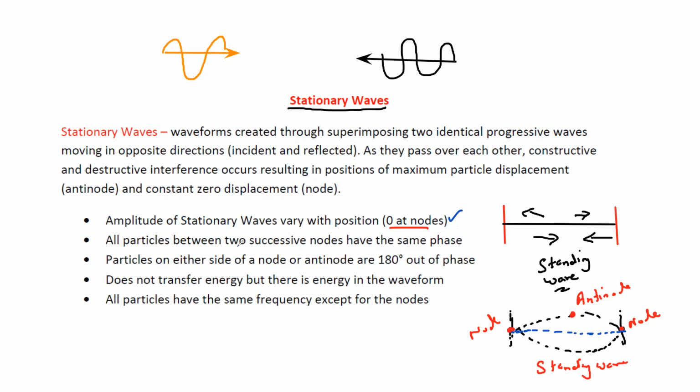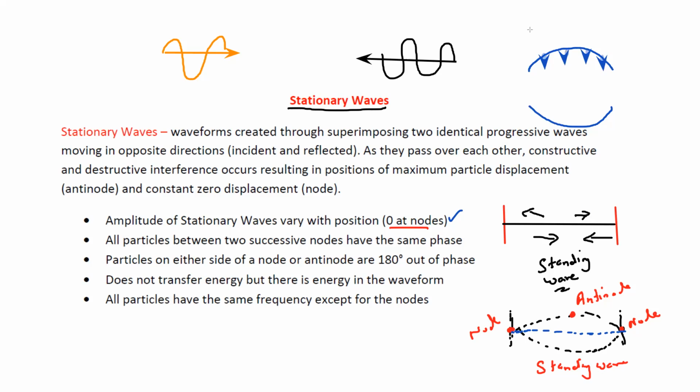And all the particles between two successive nodes have the same phase. What does it mean that all the particles have the same phase? When the standing wave is produced, all the particles are either at the side of the crest or all at the side of the trough. When these particles move, they try to move downward, towards the mean position. That's why we say all the particles between the nodes have the same phase, like they're vibrating in the same manner.